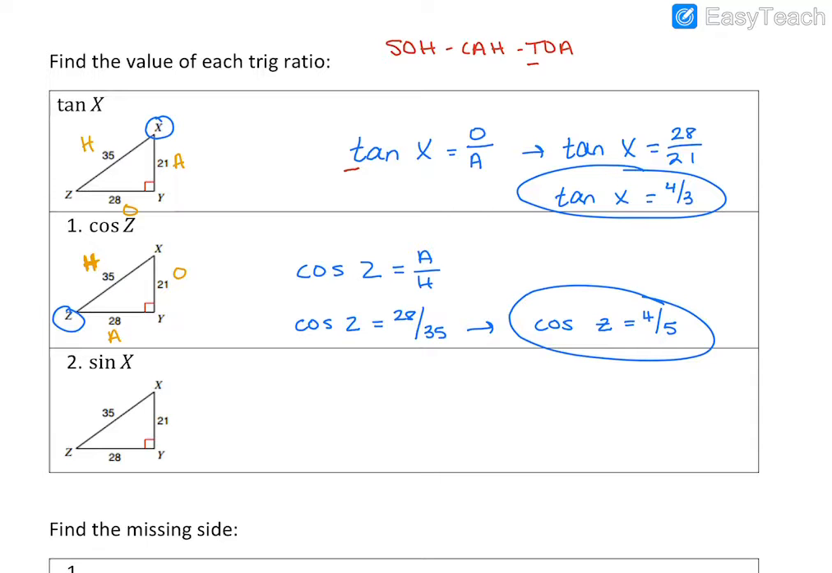So we have first, you're going to be looking at angle x here. So label O, A, and H, figure out what sine of x has to equal what ratio, and do the whole setup. So go ahead and hit pause.